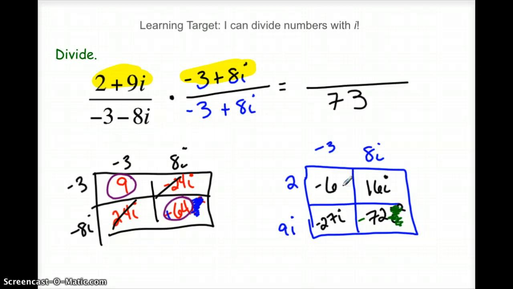All right. So like terms, negative 6, negative 72, they will add to, what will they add to? Negative 78. And then 16i and negative 27i, what would that be? That'd be negative 11i? Is that right?